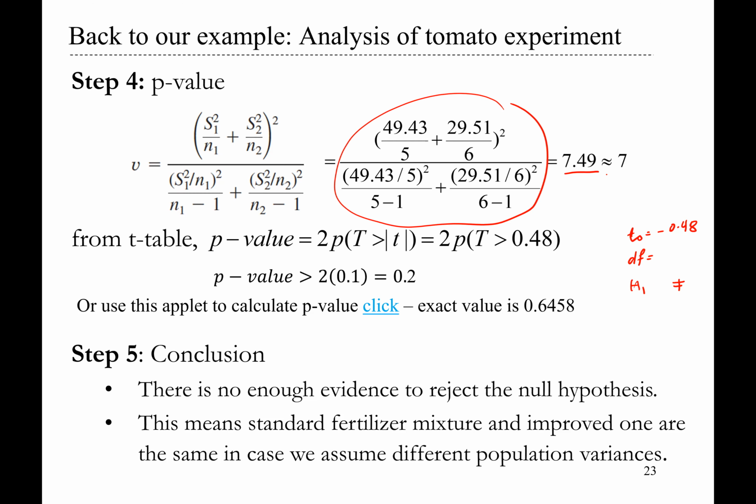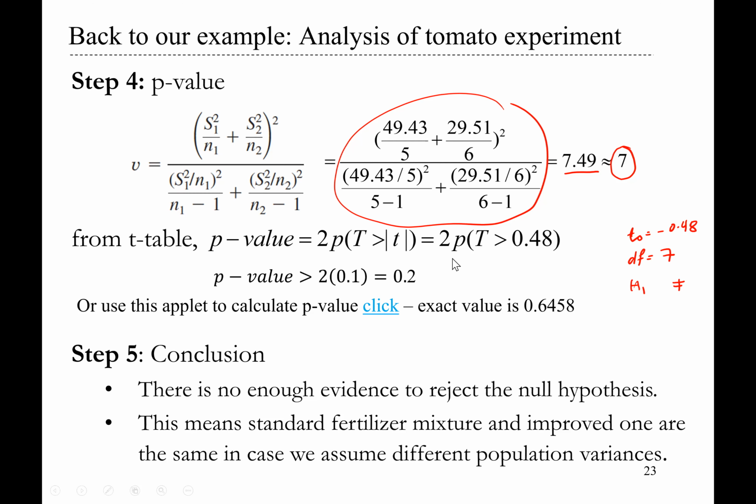You should round it down all the time because it is safer to work with a smaller degree of freedom. So this is why I round it down to be 7. Even if it is 7.6, I will make it 7. So the degree of freedom is 7, and the alternative is doesn't equal. Now let's go to the applet and find the p-value.